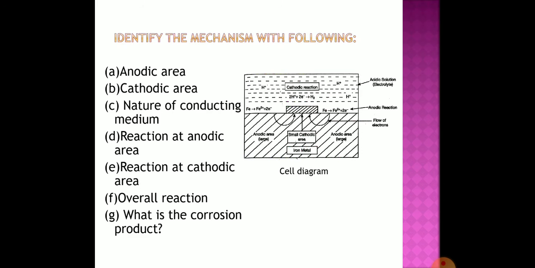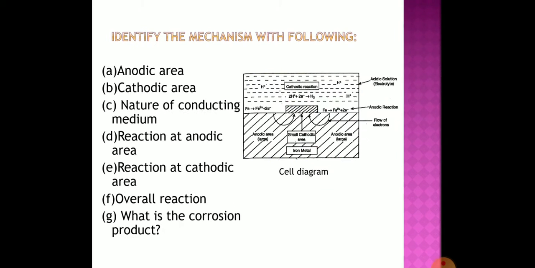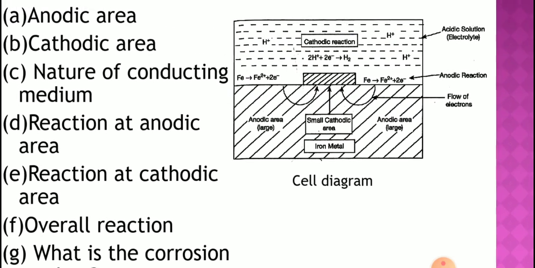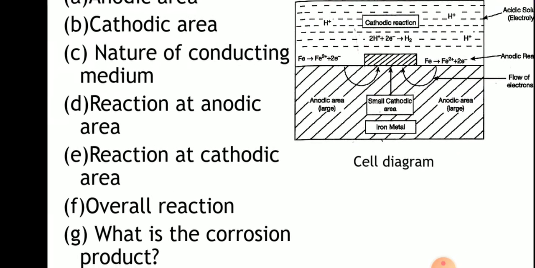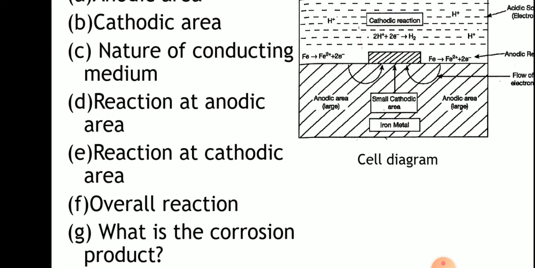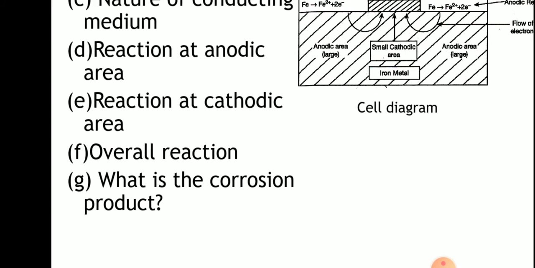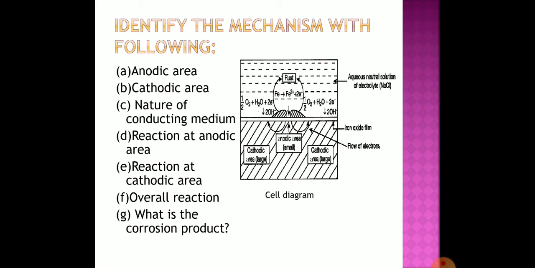Identify the mechanism with the following. Identify anodic area, cathodic area, nature of the conducting media, reaction at anodic part, reaction at cathodic part, what will be the overall reaction, and what is the corrosion product in this corrosion.